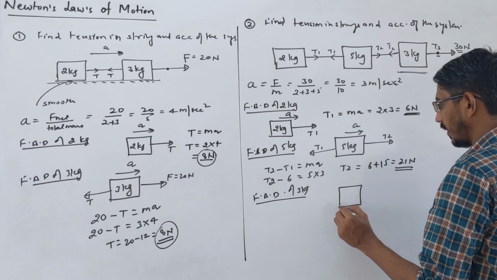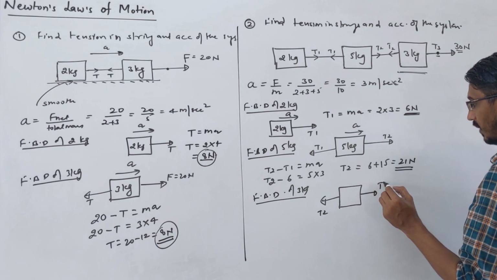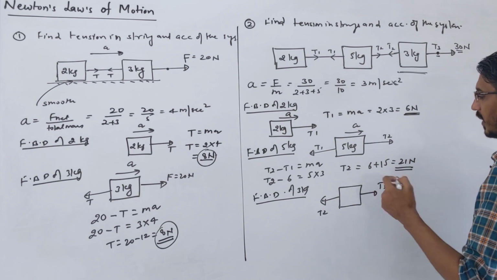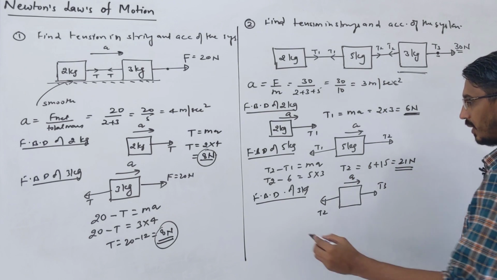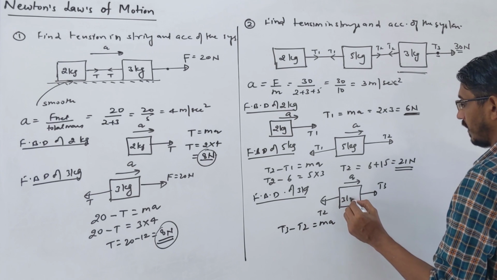This is your 3 kg body. Here is tension T2, and here is tension, let's call it T3. Correct? I should not calculate, still I am showing it. Acceleration: so T3 minus T2 should be equal to ma. This is the 3 kg body.